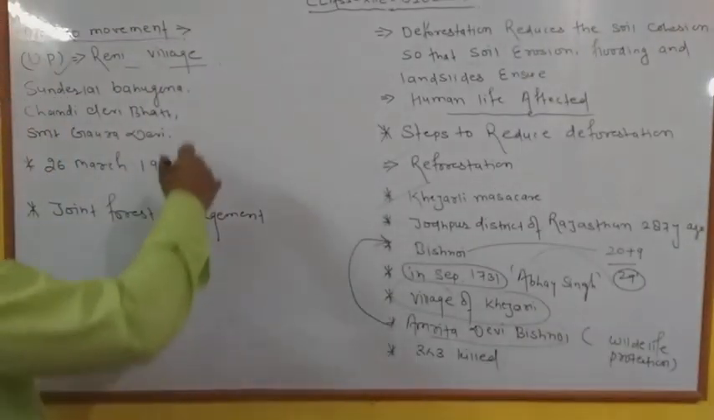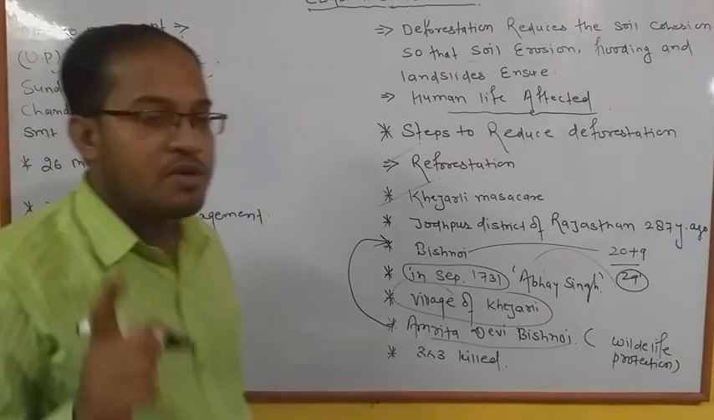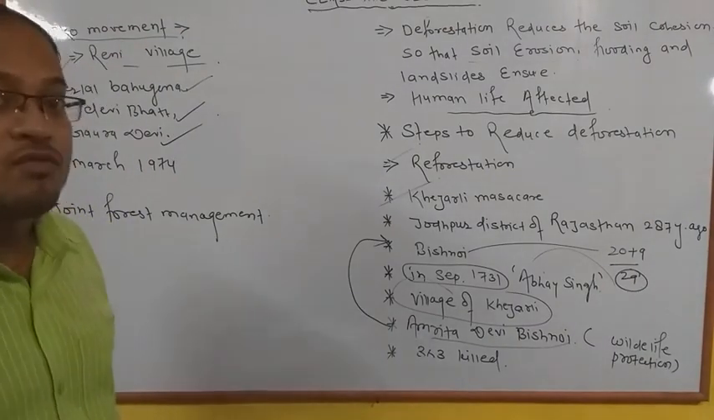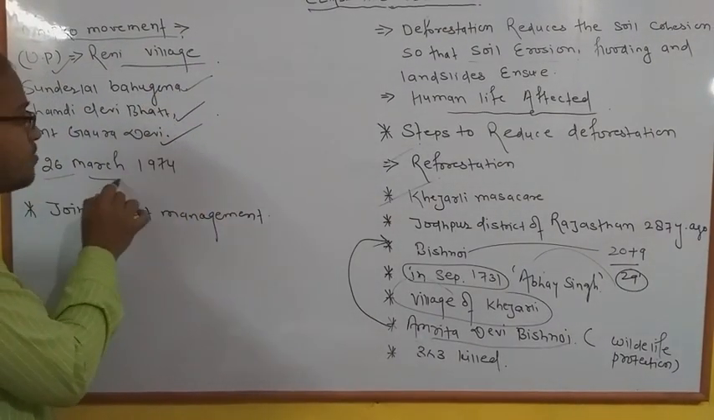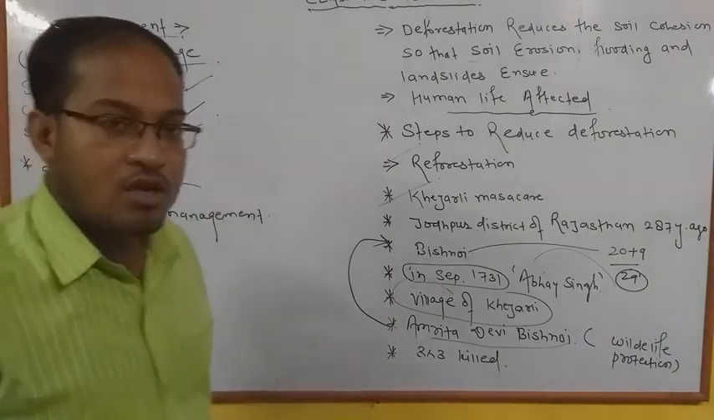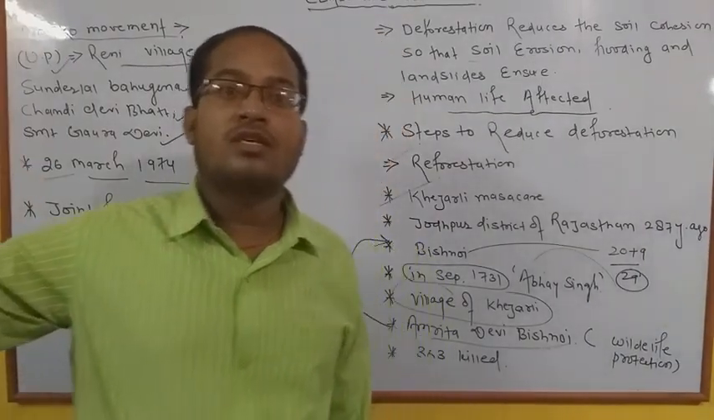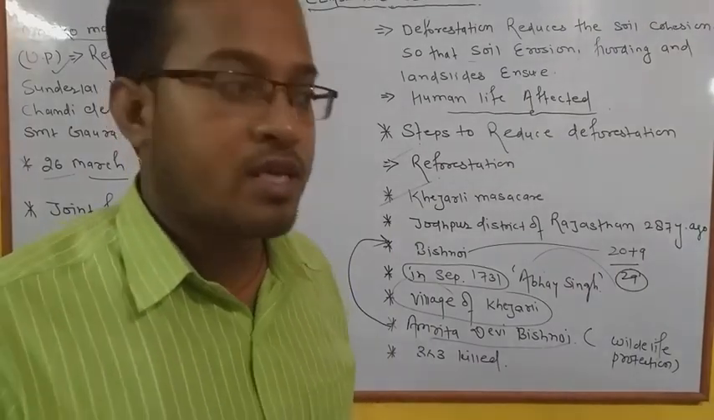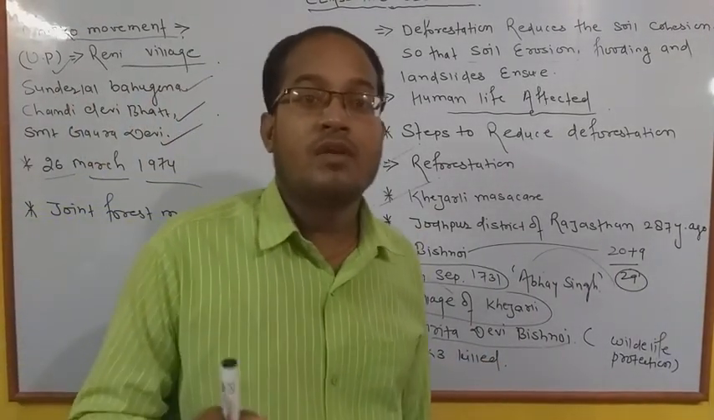ठीक है. In this, Sundarlal Bahuguna, Chandi Devi Bhatt, and Srimati Gaura Devi, three persons played an important role in the procession of the village in Reni village on 26th March 1974, when most of the male persons went up to the headquarters to protect the wildlife. At that time the contractor ordered his servicemen to go and cut down the trees because there were only females and females would not interfere.